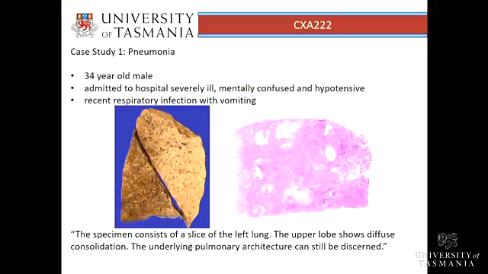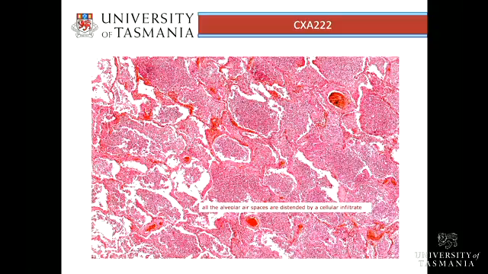The pathologist's description of that was the specimen consists of a slice of the left lung, as you can see on the left image there. The upper lobe showing the diffuse consolidation. So if you look down here, you can see it's more spongy in appearance. You can see the small airways and obviously not macroscopically, but even the open air sacs give it that spongy appearance, whereas here you've got more dense tissue. The underlying pulmonary architecture can still be made out, so you'll see that on the next slide.